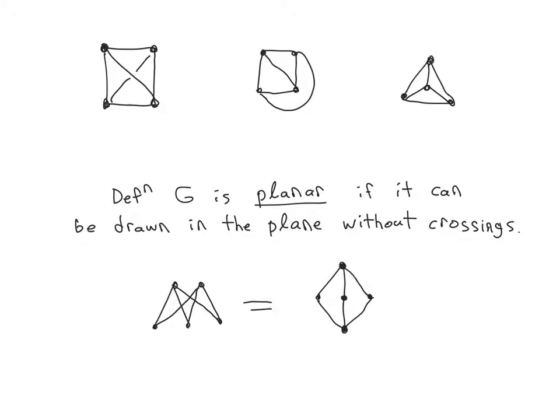To show a graph is planar, you have to mess around with the picture until you get it to look planar. As another example, here's K2,3. We see it's also planar. If we take one of these vertices and move it down, you end up getting this picture. And so it is a planar graph, even though this standard picture is not a plane drawing.